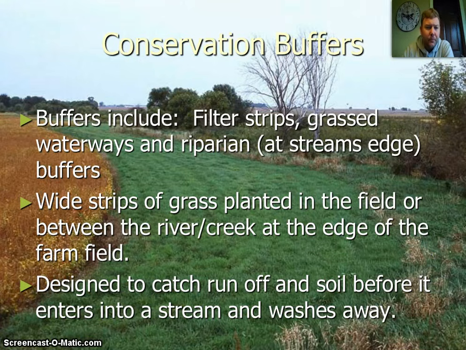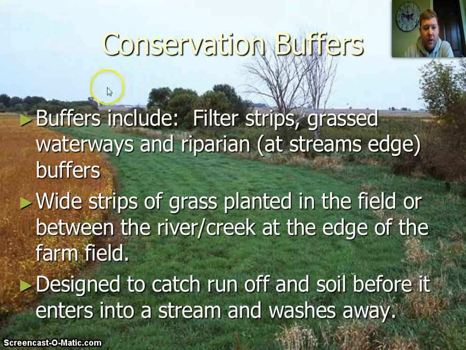Conservation buffers. Buffers include filter strips, grassed waterways, and riparian buffers. Riparian means it's located along the edge of a stream. We've got tons of these around our county too. Just take a look. And this is one example.